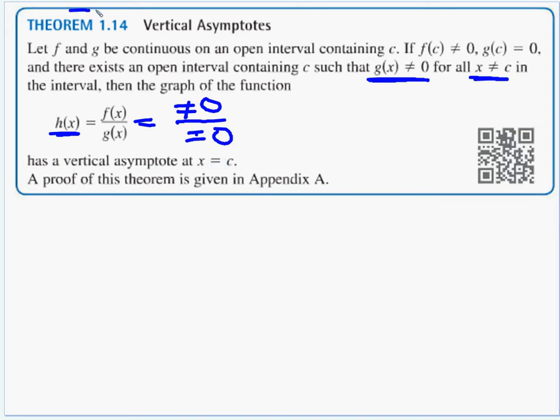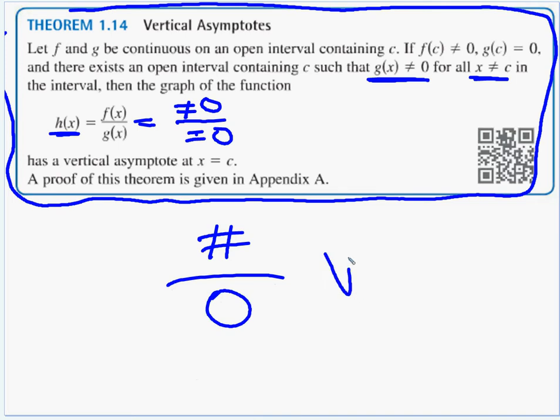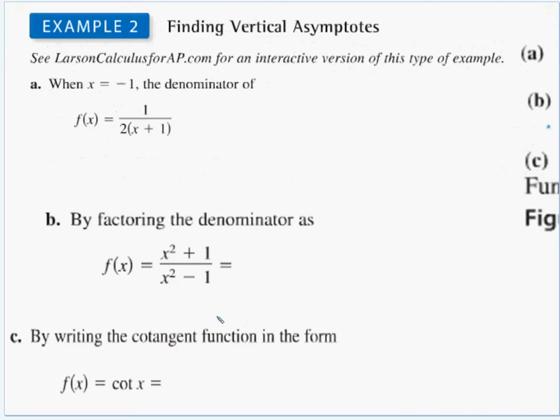Again, math theorems, especially in calc, can be very wordy. They want to make sure they cover all the bases, dot all the I's, and cross all the T's. The vertical asymptote theorem boils down to this. If you have a number in your numerator, any number, positive or negative, and your denominator is 0, you have a vertical asymptote at that x value. Number up top, 0 downstairs, there's a vertical asymptote.